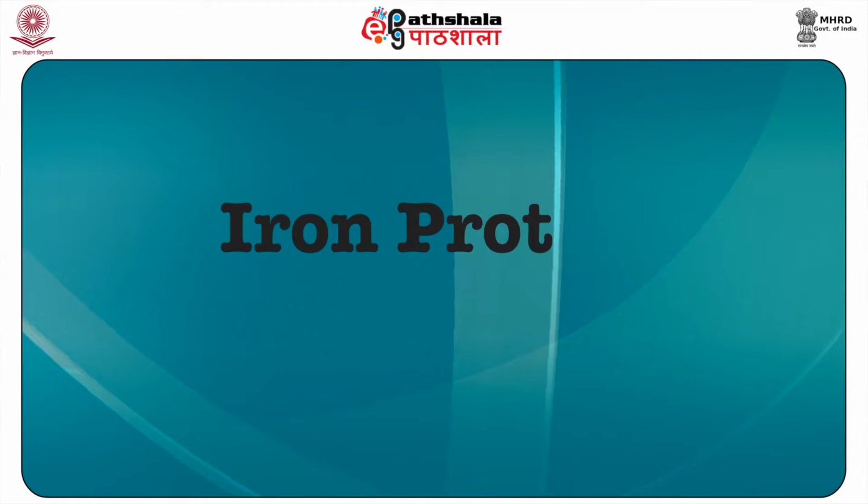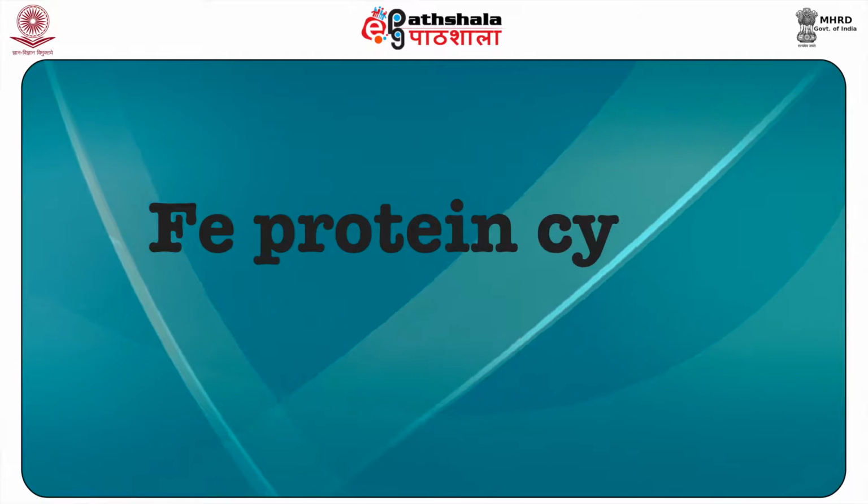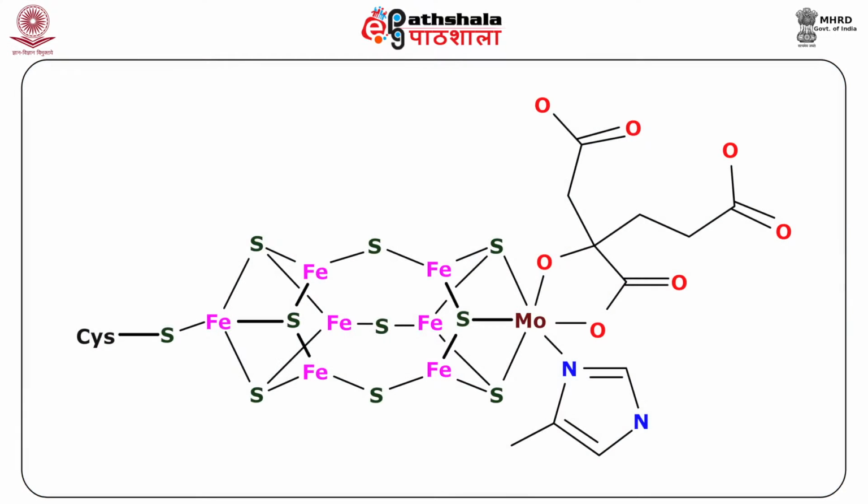Iron protein. Iron protein cycle. The iron protein is a homodimer with a molecular weight of 64,000, consisting of one nucleotide, magnesium ATP or magnesium ADP binding site within each subunit and a single 4 iron 4 sulfur cluster bridging the two subunits. This has been represented in the figure.